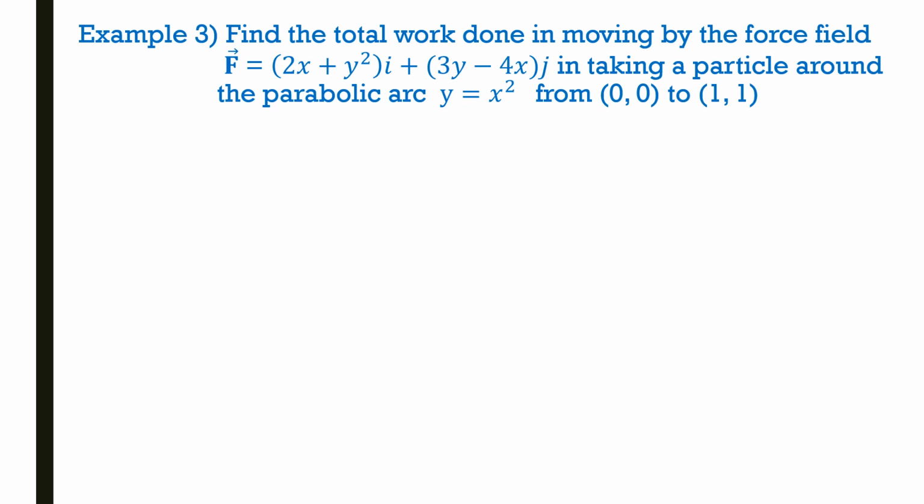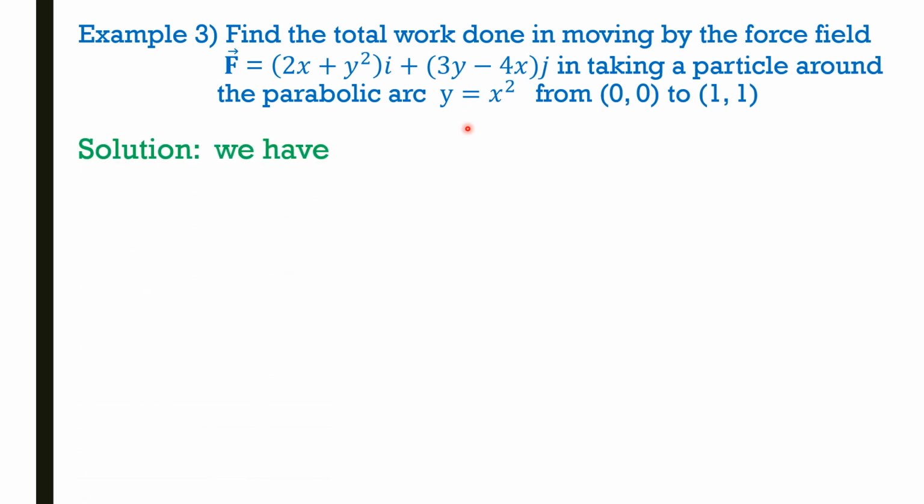Okay, next example 3. Find the total work done in moving a particle by the force field F bar is (2x plus y squared) i plus (3y minus 4x) j, and taking the particle around the parabolic arc y is equal to x squared from (0,0) to (1,1). Okay, so see, f3 is not there, the term of k is not there. So this is the simplest example.